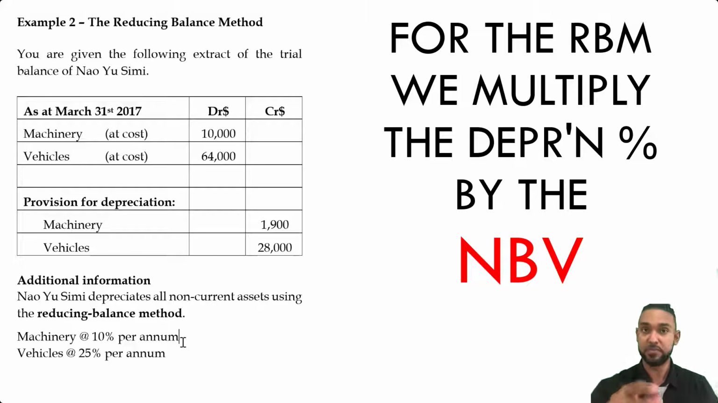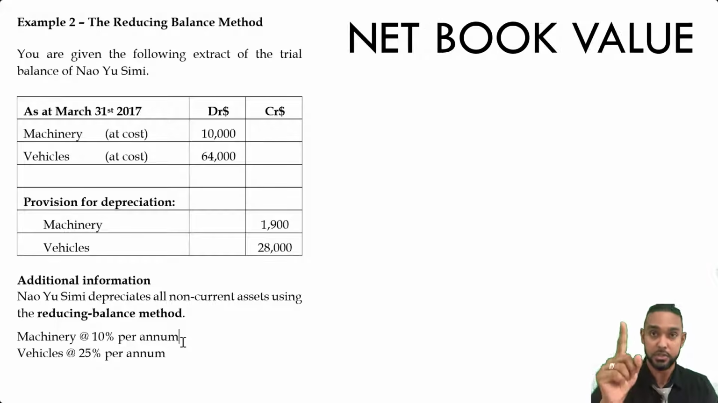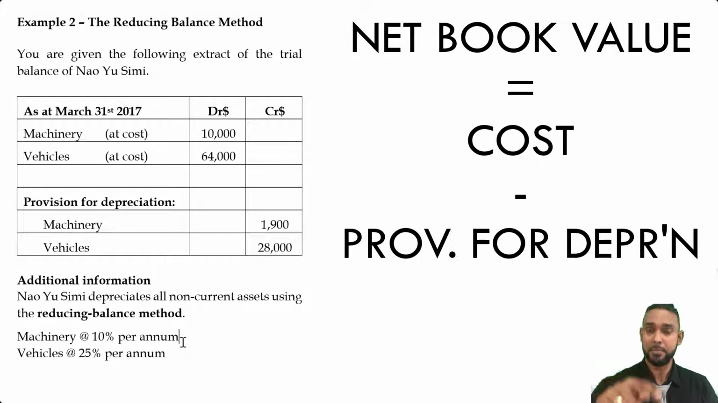Now, we saw net book value in the previous example, and you all should be familiar with it by now, I hope. If not, well, hopefully you're familiar with it from this video. Net book value is the cost of the asset minus the existing provision for depreciation. So let's go to the calculation table and take a look at that now, shall we?